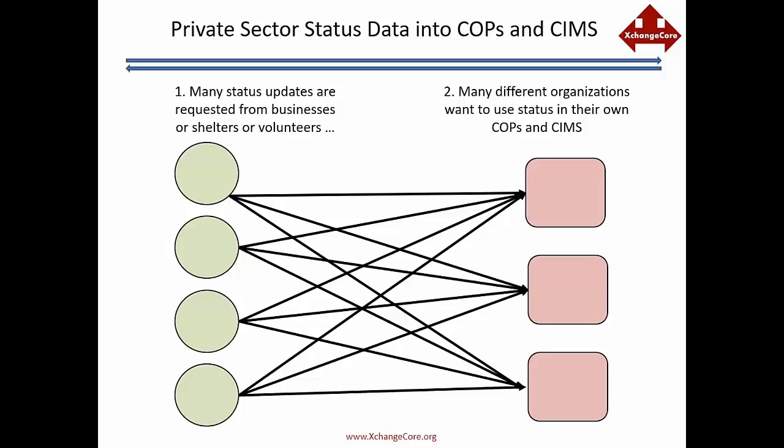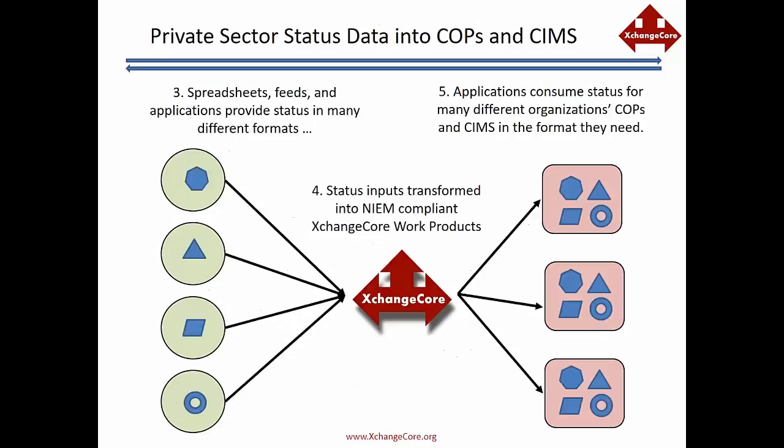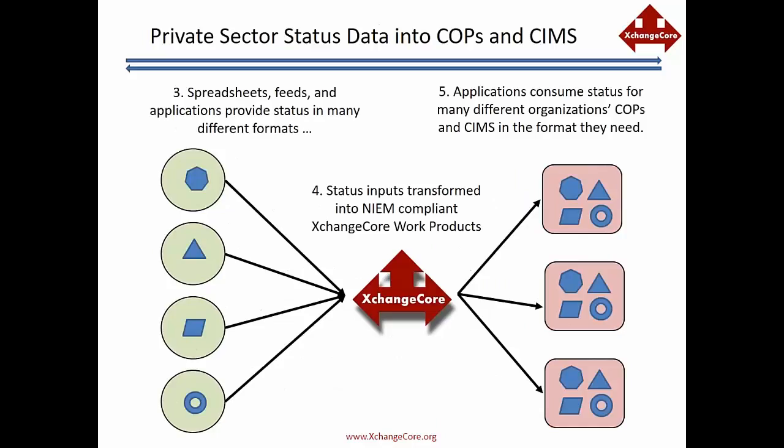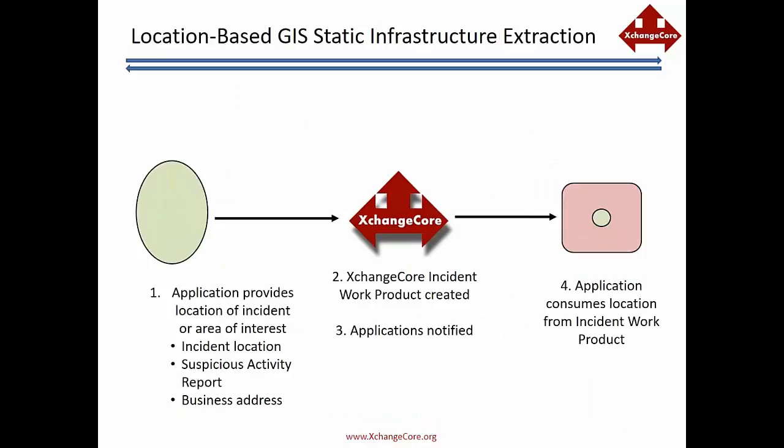Private sector, this is really what SABRE is all about, so I won't take long on this. Lots of sources on the left-hand side. I only want a few recipients on the right-hand side. Instead of having all those lines there, I put an XchangeCore in the middle and can get the specific information that I want to each one of those organizations.